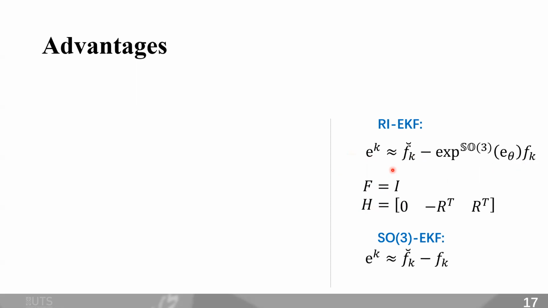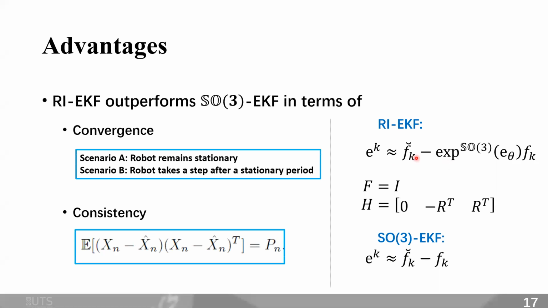Right. So F_k is in the global frame, right? Right. And F_k with the hat, can we say it's in the local frame? No, they are in the global frame. Sorry, so they're all in the global frame, right? Right. Okay, keep going. As a result, right invariant EKF can outperform SO3-EKF in terms of convergence and consistency.